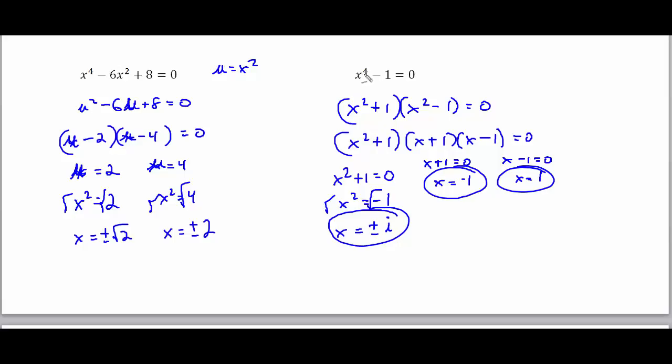So this power to the fourth problem has four answers: 2 real, 1 and negative 1, and 2 imaginary, plus or minus i. All right, thank you for watching part 1 of this 3-part video talking about solving radical equations.